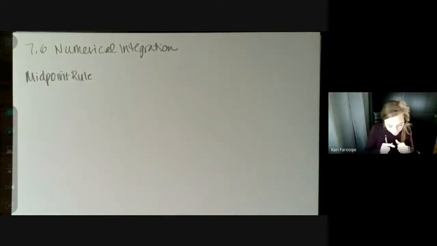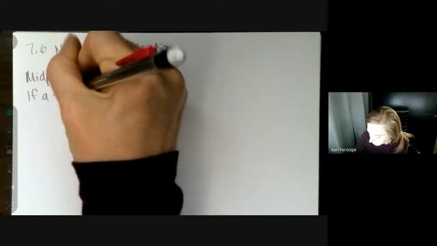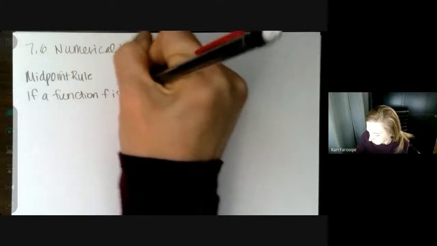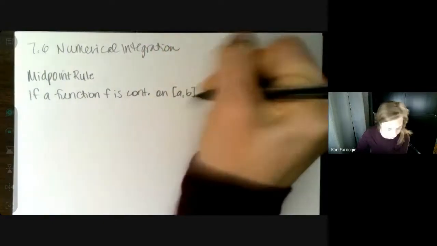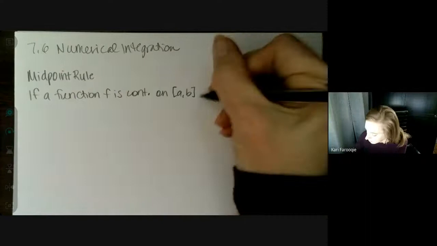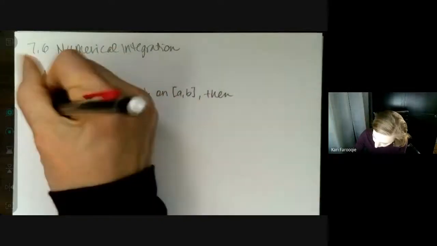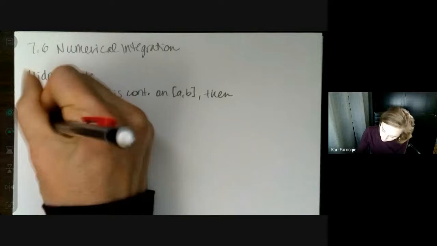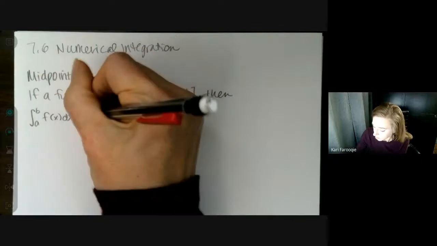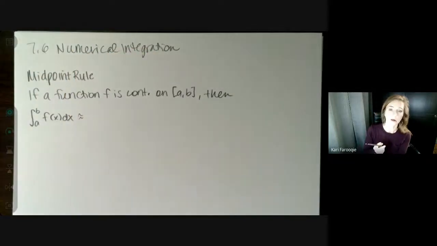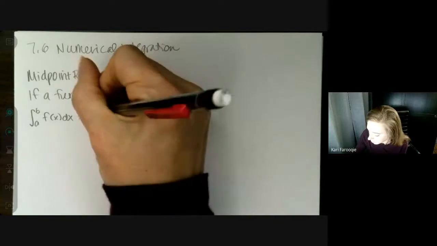If function f is continuous on the closed interval from a to b, then the integral from a to b of f of x dx can be approximated using the following formula. Now, this formula is going to include some other pieces that I'm also going to have to define for you. So just hang in there, and you'll have it all in just a minute.